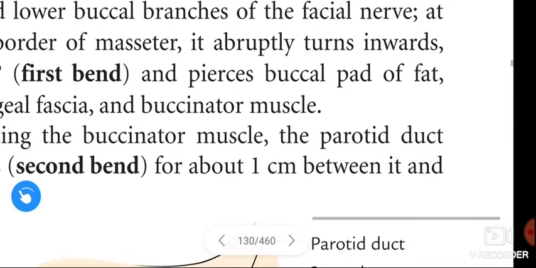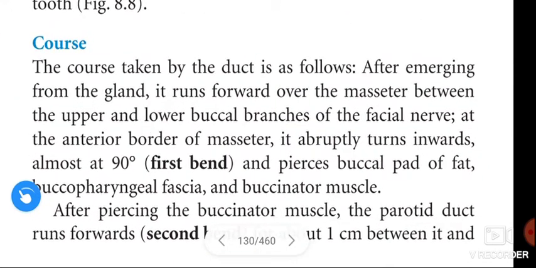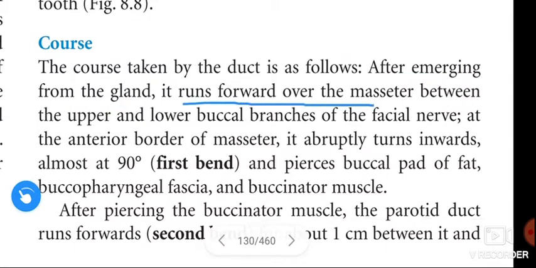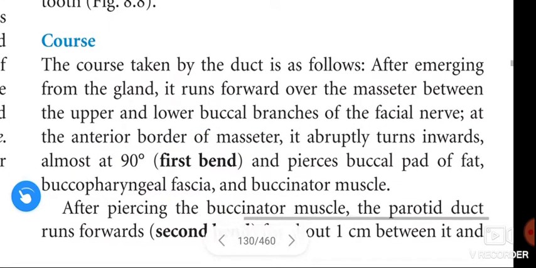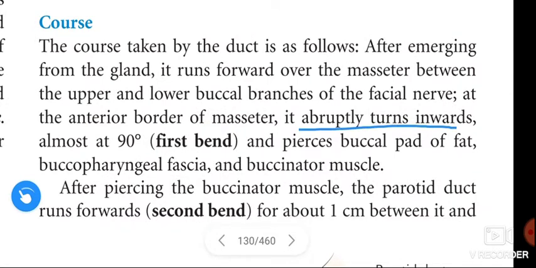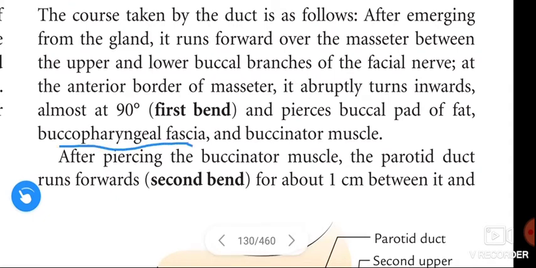Next, course of the parotid duct. The course taken by the duct is as follows. After emerging from the gland, it runs forward over the masseter between the upper and lower buccal branches of the facial nerve. At the anterior border of the masseter, it abruptly turns inward almost at 90 degrees, the first bend, and pierces the buccal pad of fat, buccopharyngeal fascia and buccinator muscle.